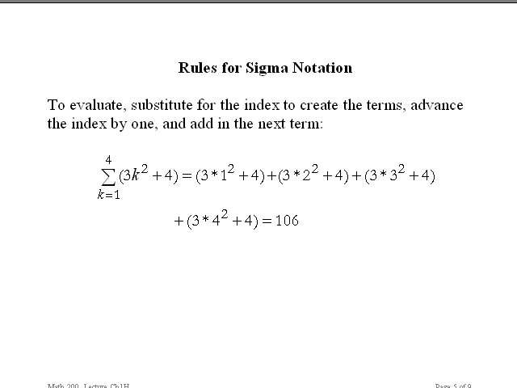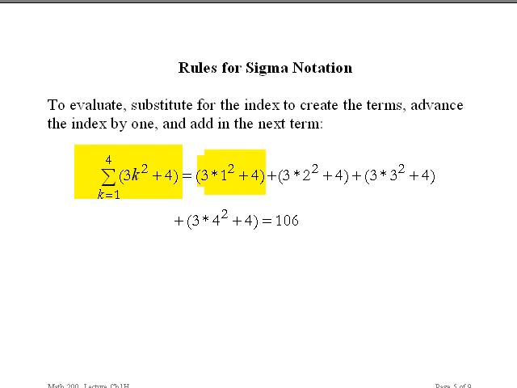To evaluate something written with sigma notation, say we're given this, then we start with the counter, the index k, at its lowest value, in this case 1. We substitute the 1 into the expression to get the first term. Here's the first term right here: 3 times 1 squared plus 4.